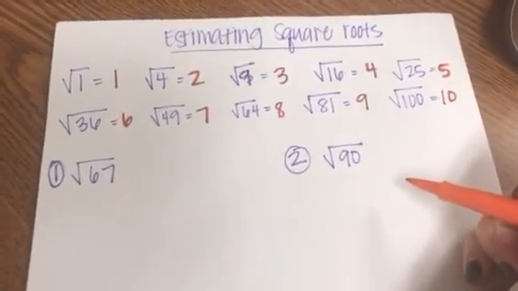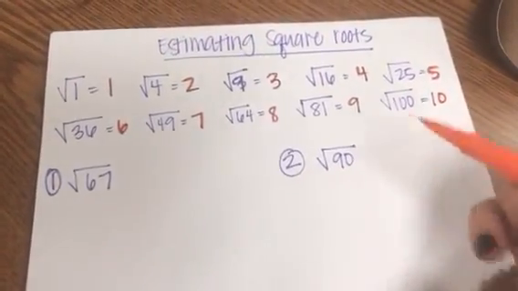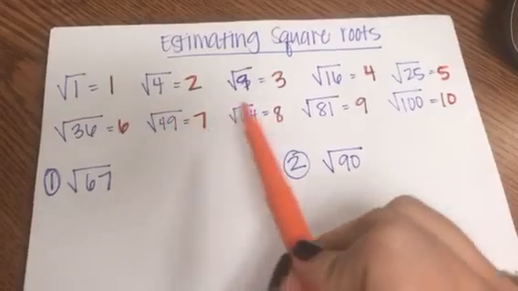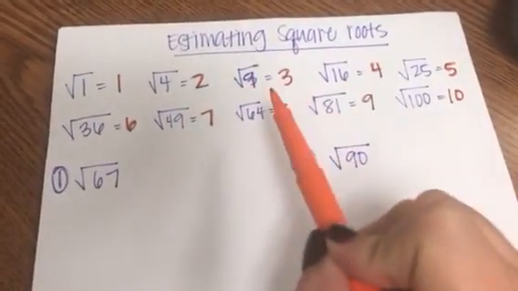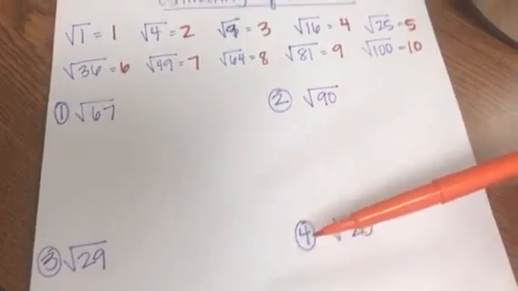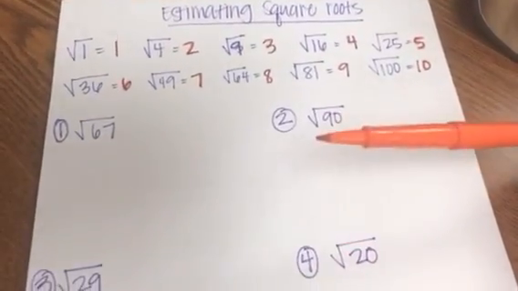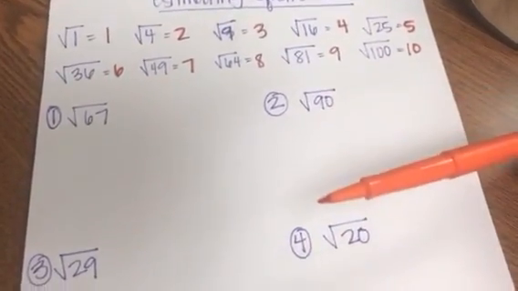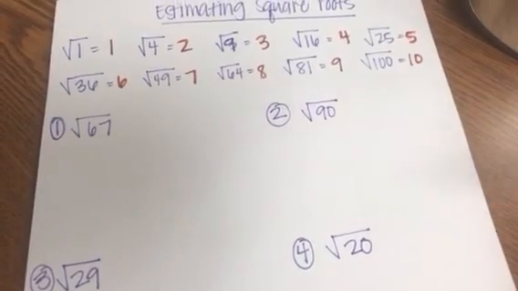Okay, so now we're estimating square roots. I have written at the top of the paper all the perfect squares. These are going to help us reference to figure out what our imperfect squares could be. Now remember, this is just an estimate. It is not an exact answer. However, it does have to be a reasonable answer.